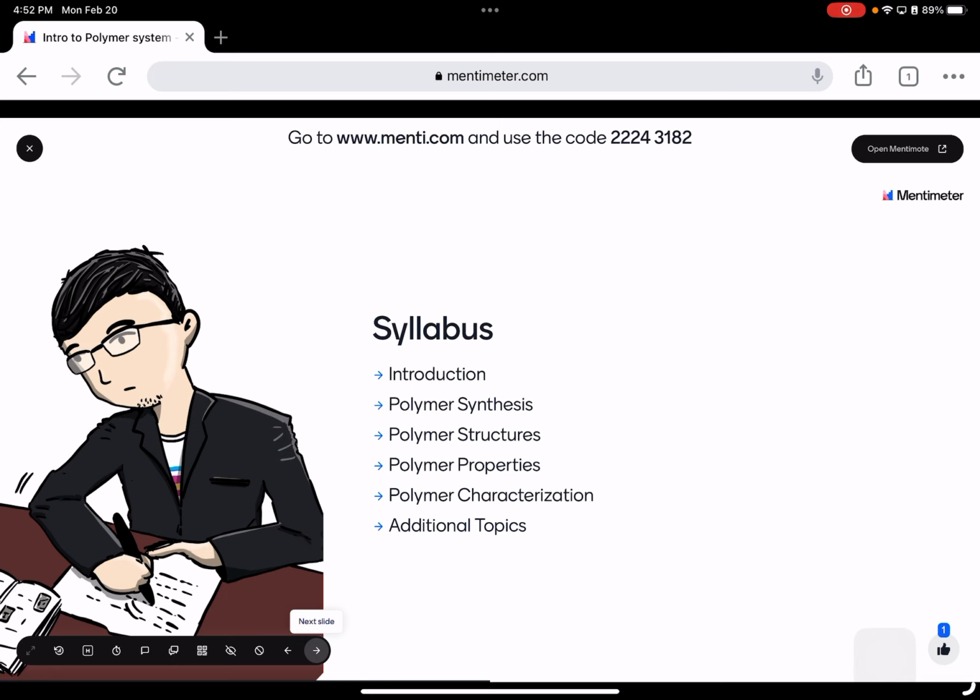And then lastly, the fifth one, we need to characterize. Is this the polymer that we want? And then we can have more specified topics for each industry, or each advanced topic, or each special topic. So that's our syllabus. So hopefully within these maybe 17, 18 weeks of lecture, we can cover all of this.